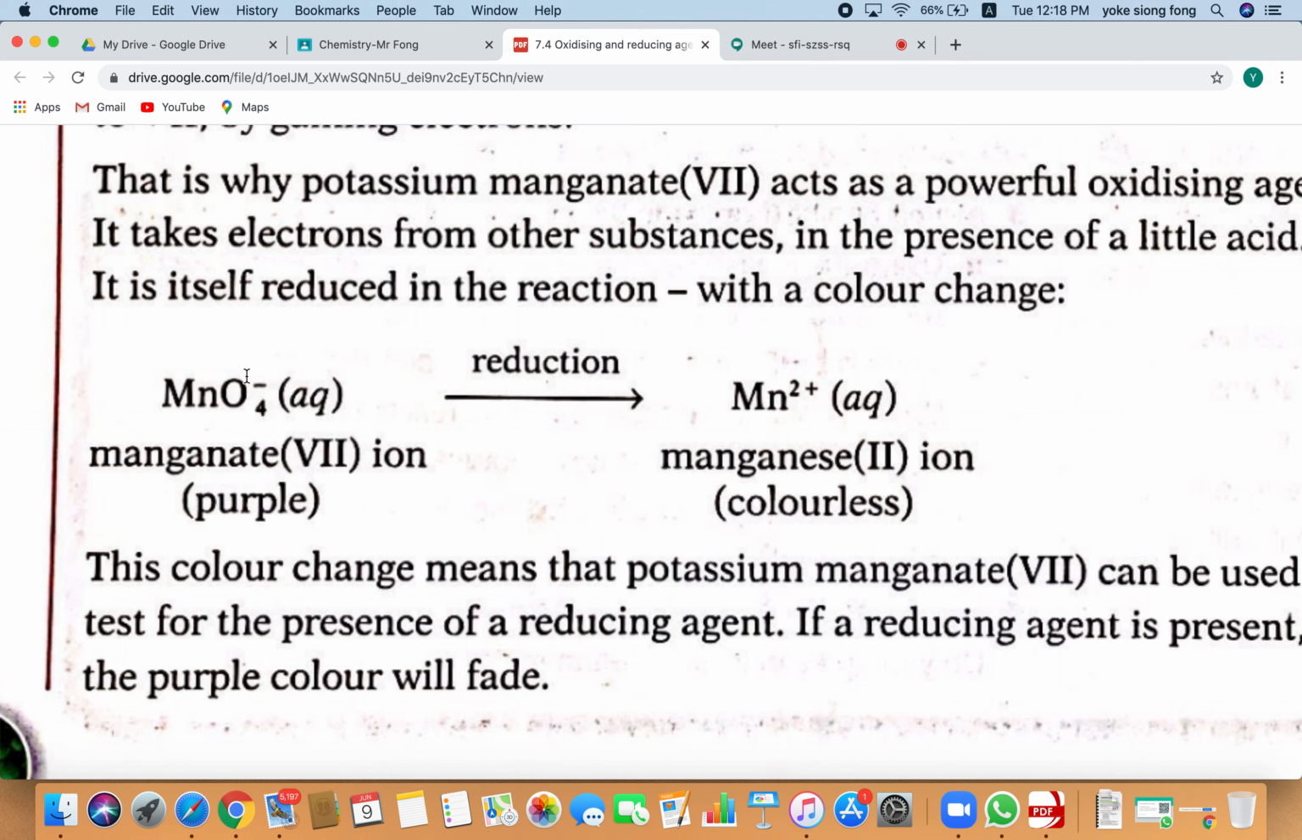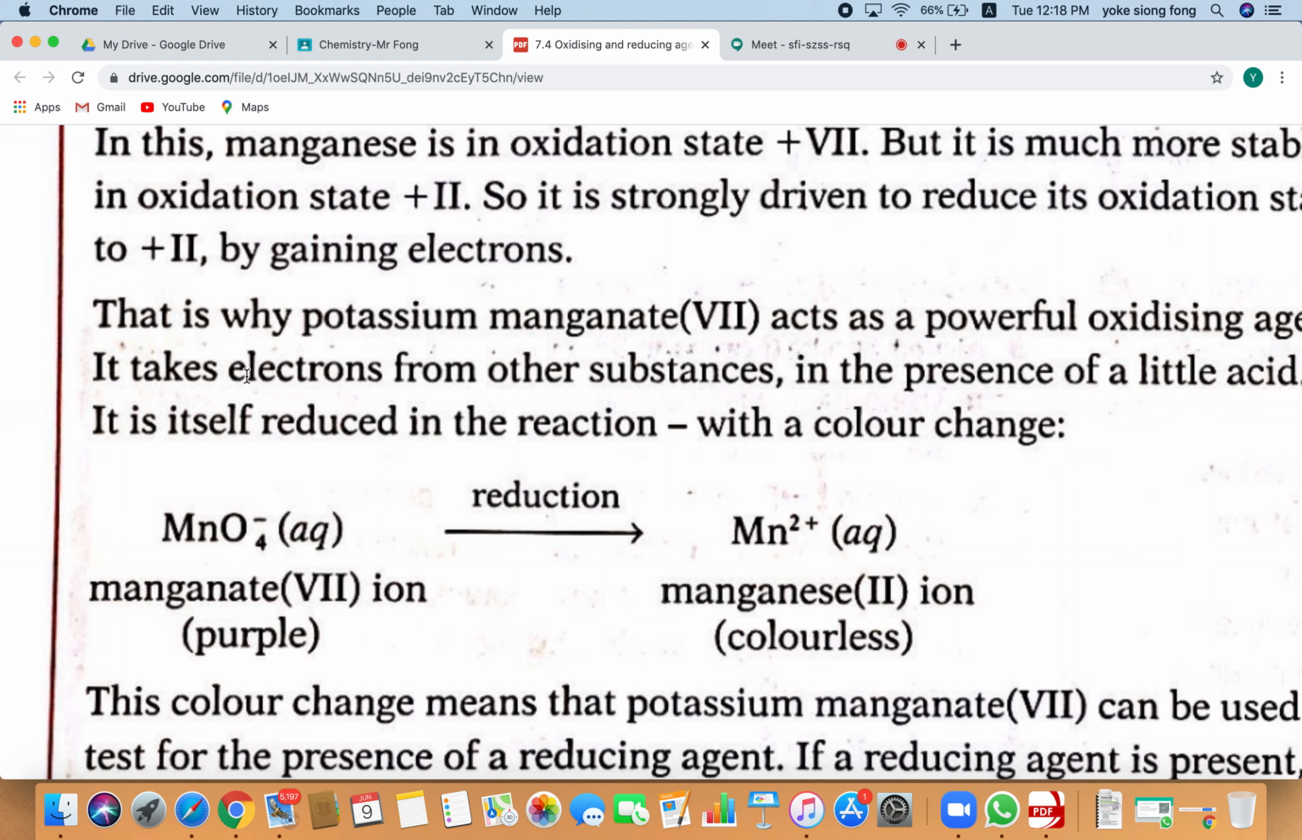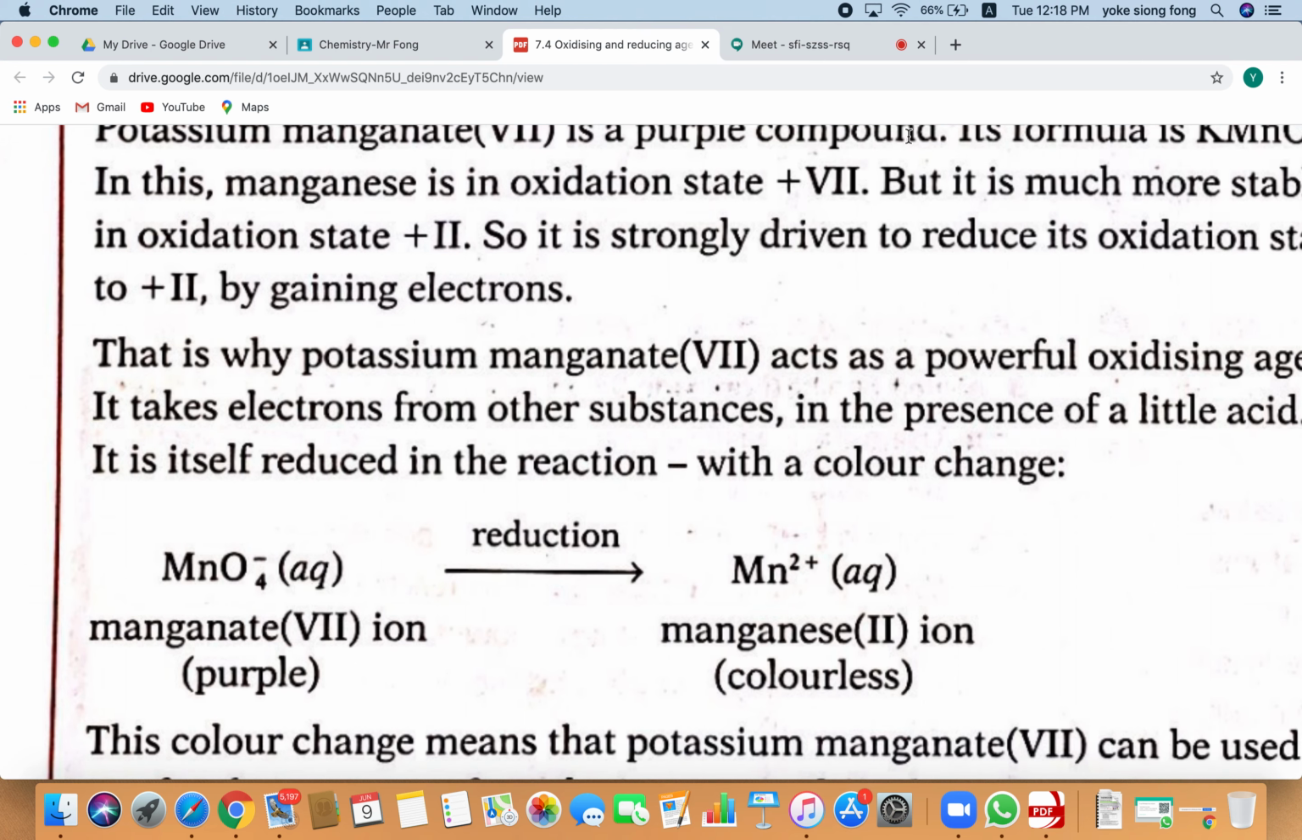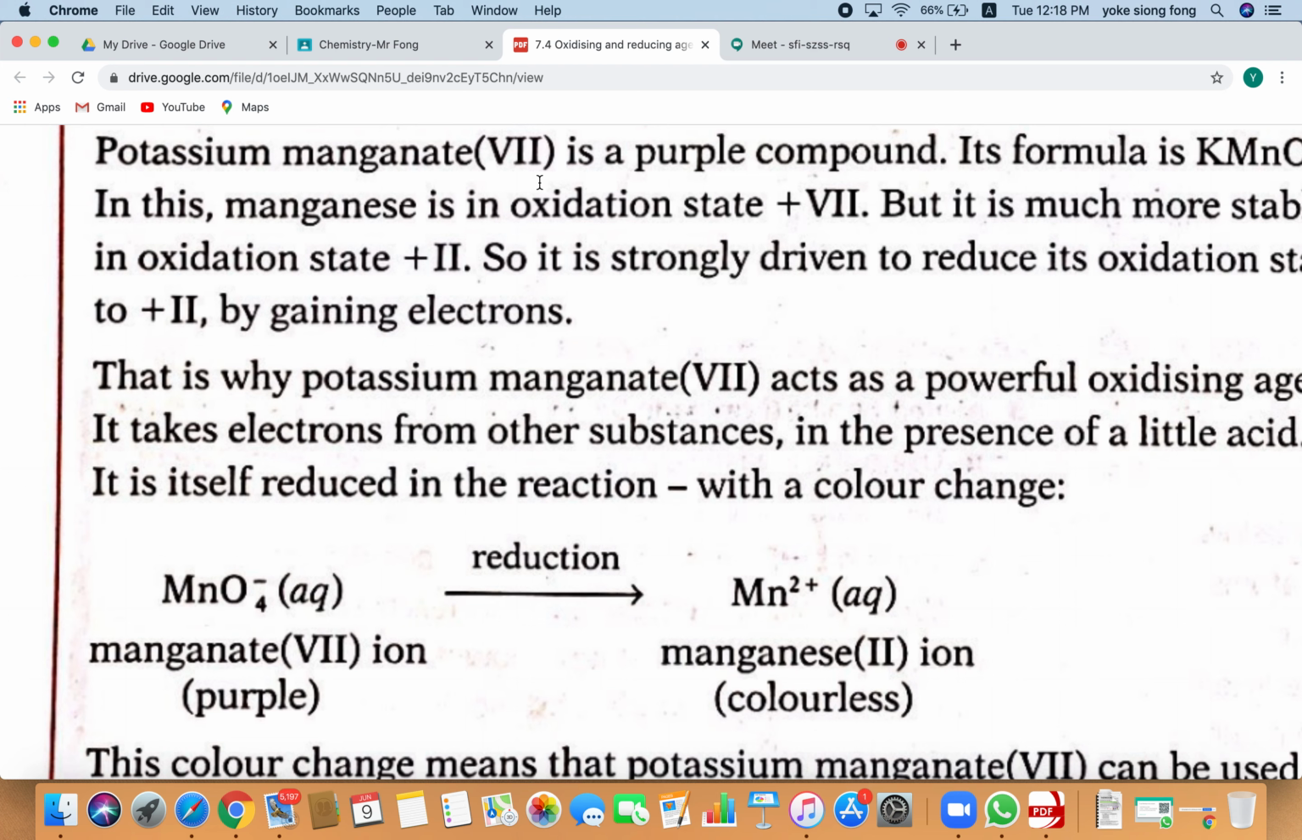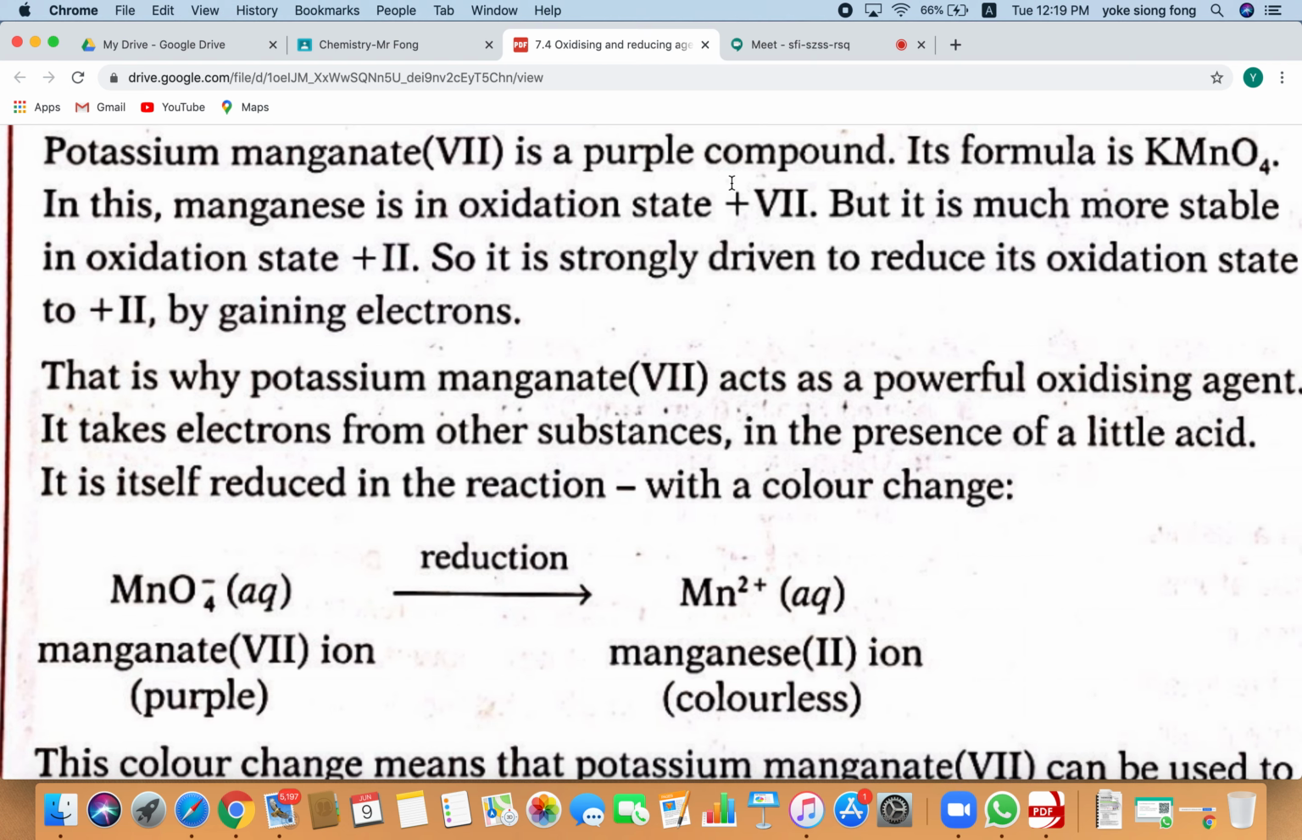It means the oxidation state for the manganese is 7. The manganese is in oxidation state 7. That's why the name is called manganate 7, because the manganese oxidation state is plus 7. Of course, the overall formula for the potassium manganate 7 is K, the K is for the potassium, then the MnO4 is the manganate 7. Combined is KMnO4. This is the formula for the potassium manganate 7.